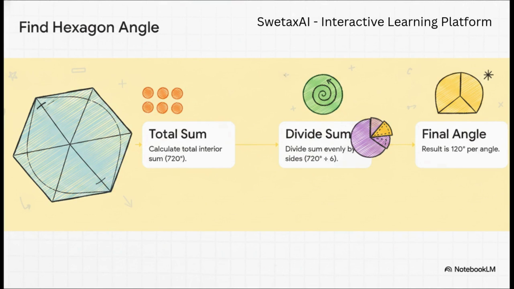Okay, first, you know it has 6 sides. Using our formula, 6 minus 2 times 180, you get 720 degrees total. Because it's regular, you just take that 720 and slice it evenly into 6 pieces. The result, every single inside angle of a regular hexagon is exactly 120 degrees.